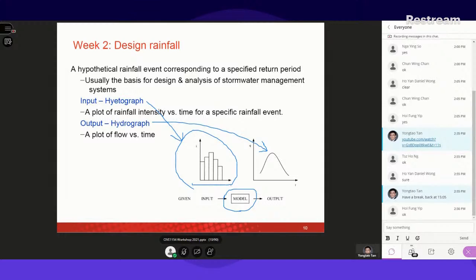The mean rainfall intensity is normally obtained from the IDF, the intensity-duration-frequency curves. Normally the department issues its stormwater drainage manual, planning, design, and management. The updated version is 2018. This manual has already been uploaded to Canvas, so you can find it there.